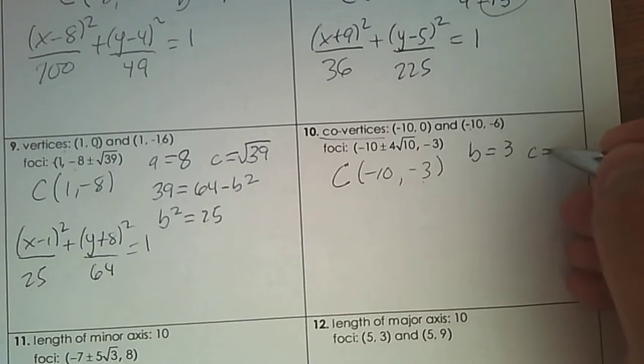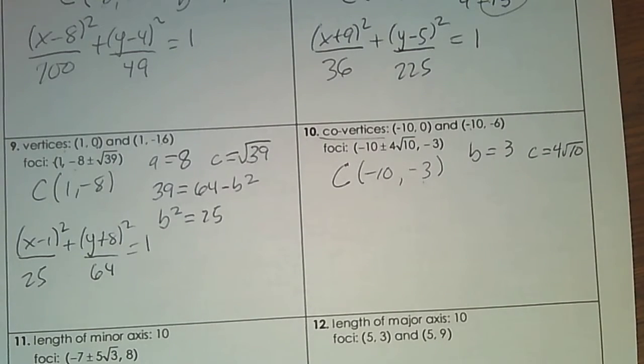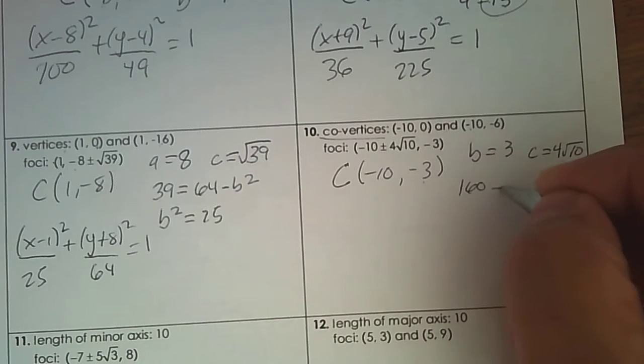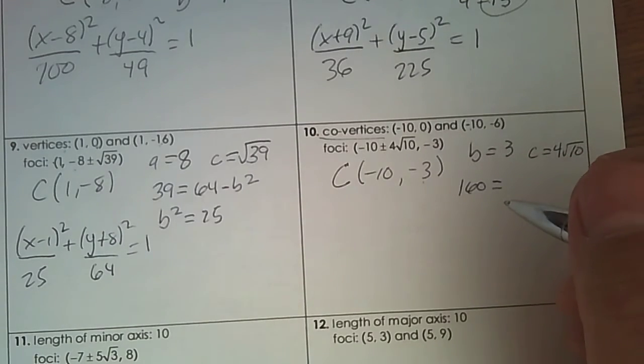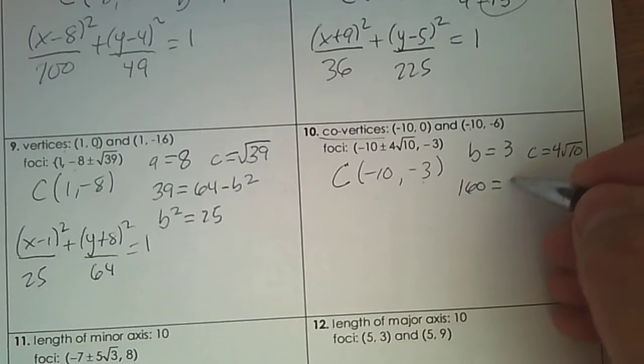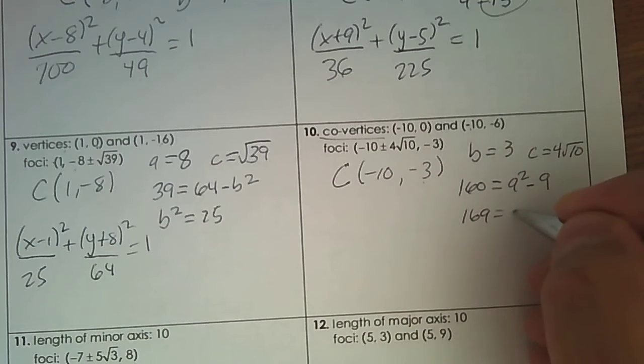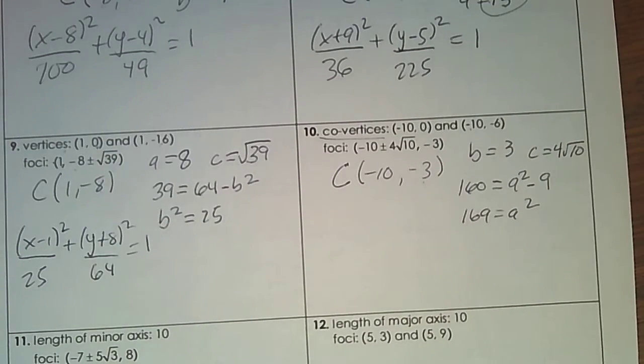Oh, and what does little c equal? Look here, it's 4 root 10. Adding and subtracting to the x coordinate. So I want to go c squared. That's 16 times 10. That's 160. Is equal to a squared, I don't know. Subtract b squared, which is 9. To get a squared by itself, add 9. So a squared is equal to 169.